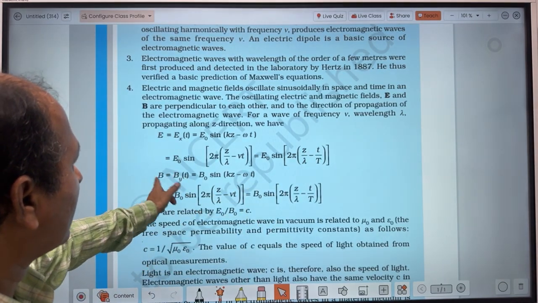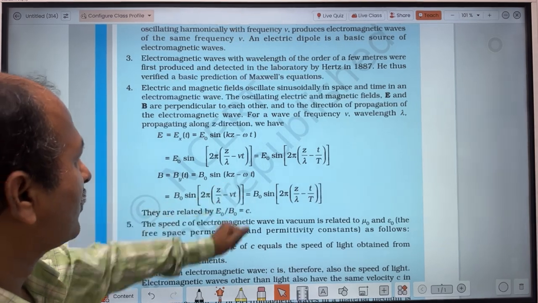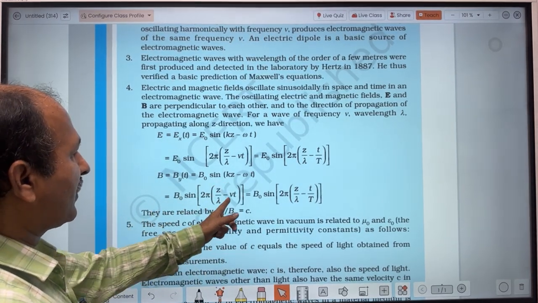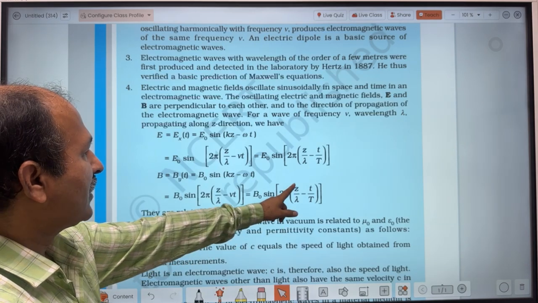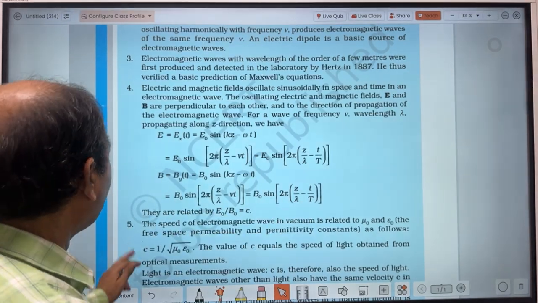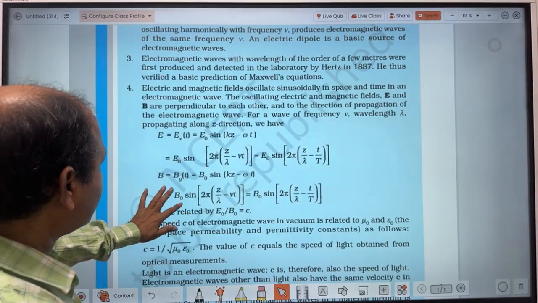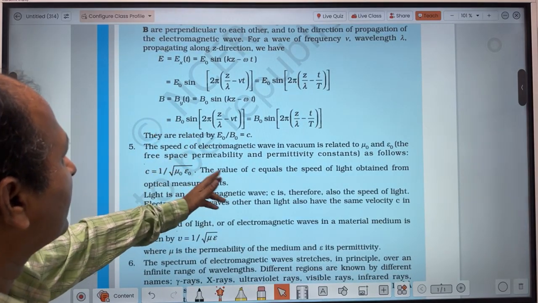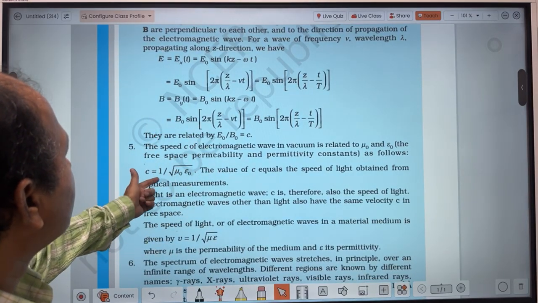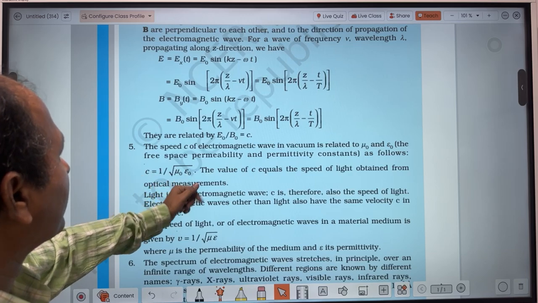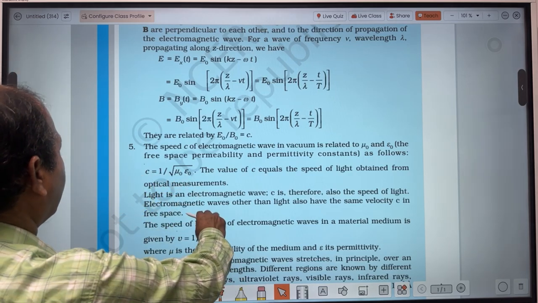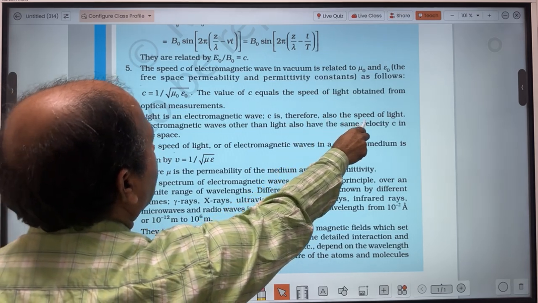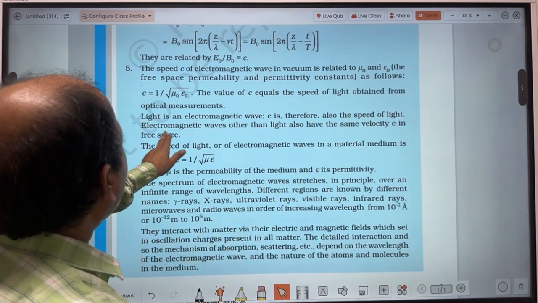Similarly, B can be written, along the y-axis, as B_y equal to B0 sin(kz minus omega t). We can further convert it to B0 sin 2 pi (z upon lambda minus nu t), or B0 sin 2 pi (z upon lambda minus t upon T). And you know the relation E0 upon B0 gives the speed of light. The speed of light in vacuum is given by c equal to 1 upon square root of mu naught epsilon naught. And c is therefore also the speed of light in electromagnetic waves.